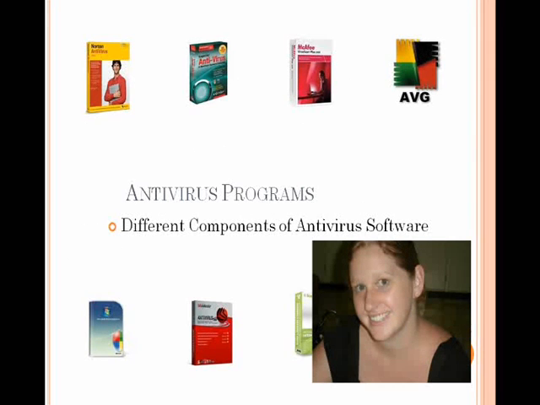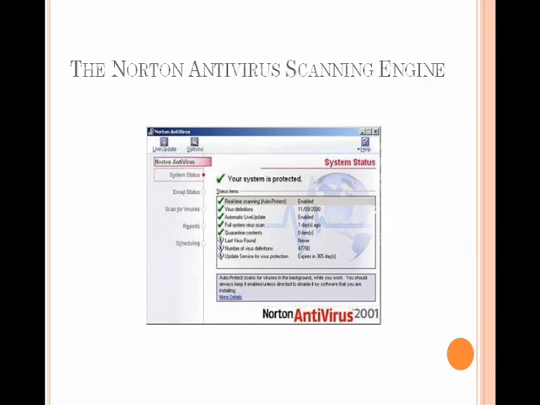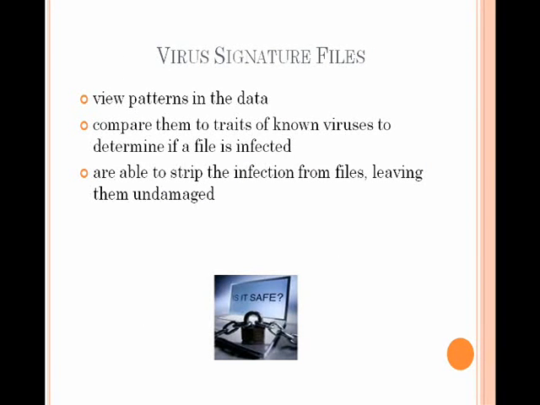Hi, my name is Kylie and I'm talking about the different components of antivirus software. The main component of antivirus software is the scanning engine. They have the basic responsibility of identifying virus-laden files using virus signature files, a unique string of bytes that identifies the virus like a fingerprint. They view patterns in the data and compare them to traits of known viruses to determine if a file is infected, and in most cases are able to strip the infection from files, leaving them undamaged.